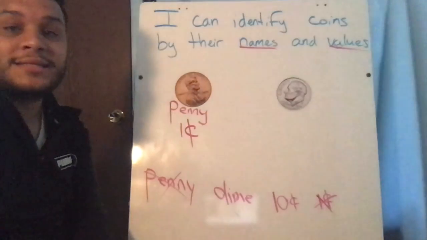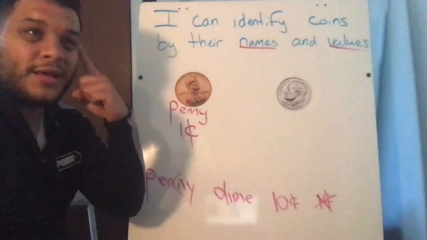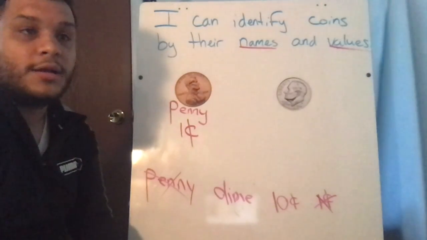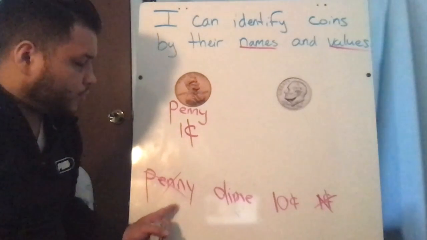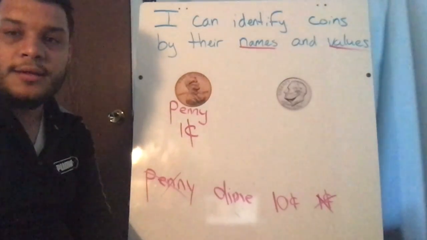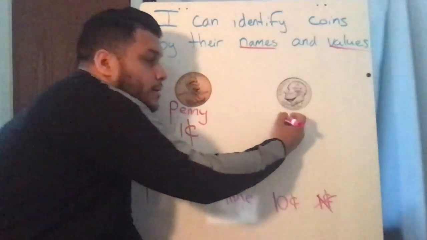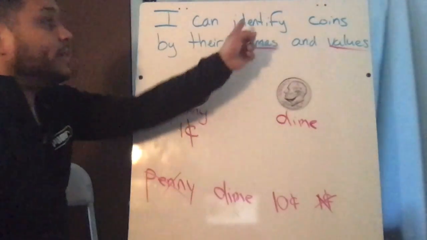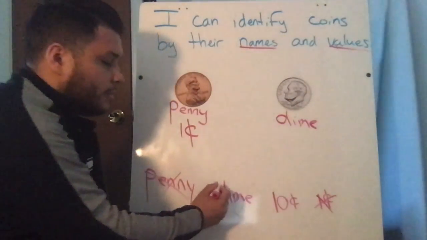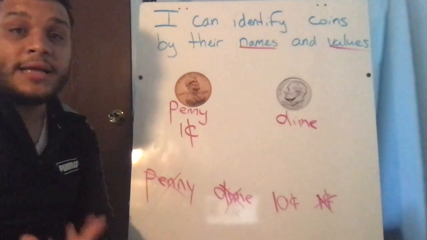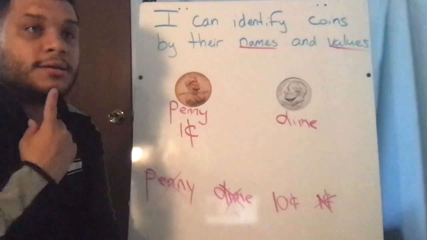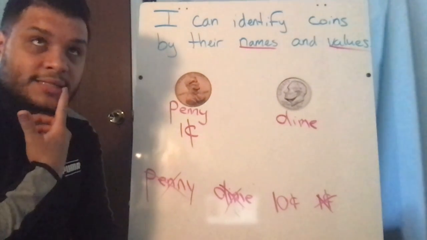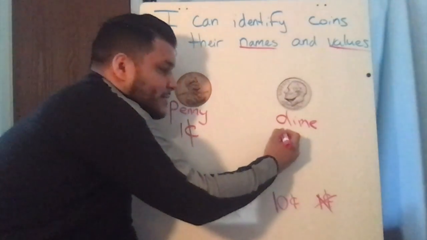Now I want to identify the second coin. And remember, the way that we remember that second coin is that President FDR is in the front. That D, which word here do we see that starts with that D? Yes, a dime. This coin is called a dime. I've identified the coin by its name. And the last thing I need to do is identify it by its value. How much is a dime worth? Remember the Spanish lesson I gave you? Diez? Yes, 10 cents.